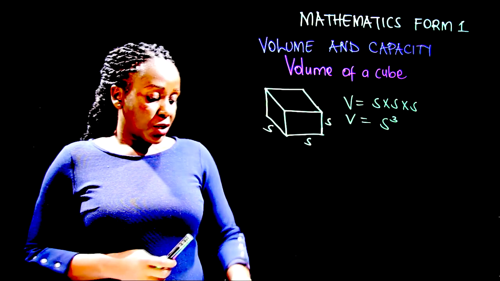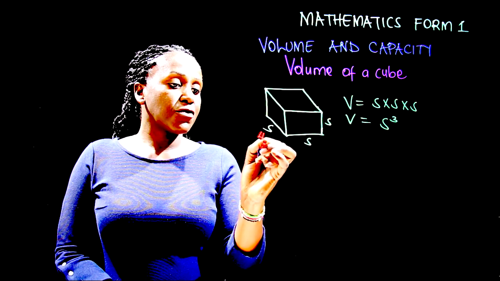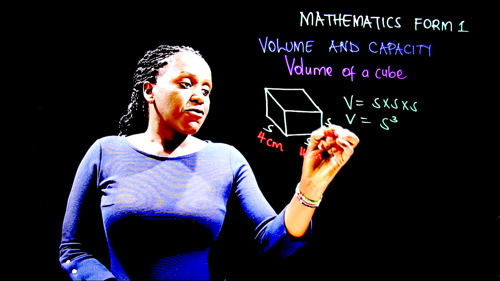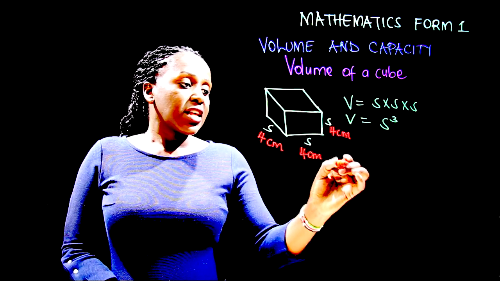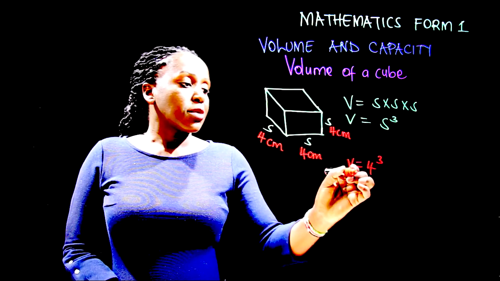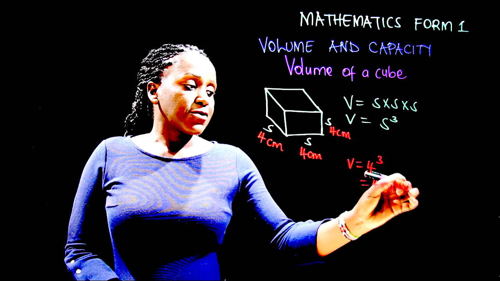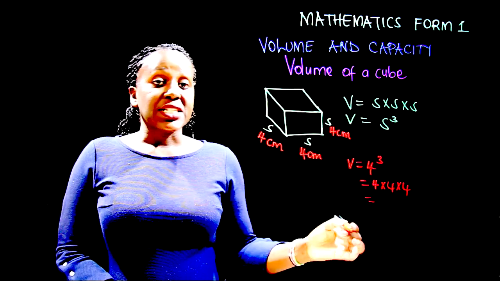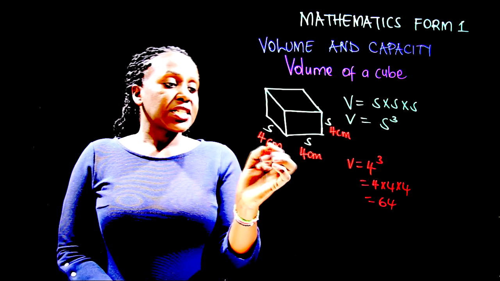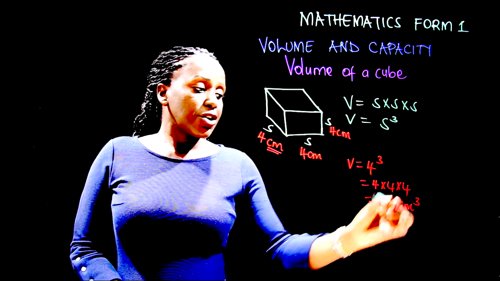Now, if we do an example, if you have this cube with dimensions of 4 centimeters by 4 centimeters by 4 centimeters, then the volume will be equal to 4 cubed. Remember that 4 cubed is equal to 4 times 4 times 4. Now 4 times 4 is 16, 16 times 4 is 64. And since the units are centimeters here, then we will have centimeters cubed.